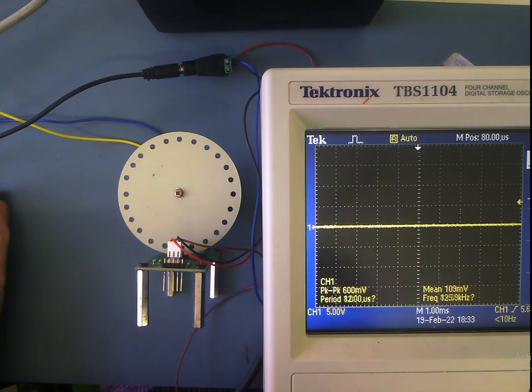Now this concept is very important to understand: how we can use an optical switching arrangement towards measurement of RPM of a motor shaft.